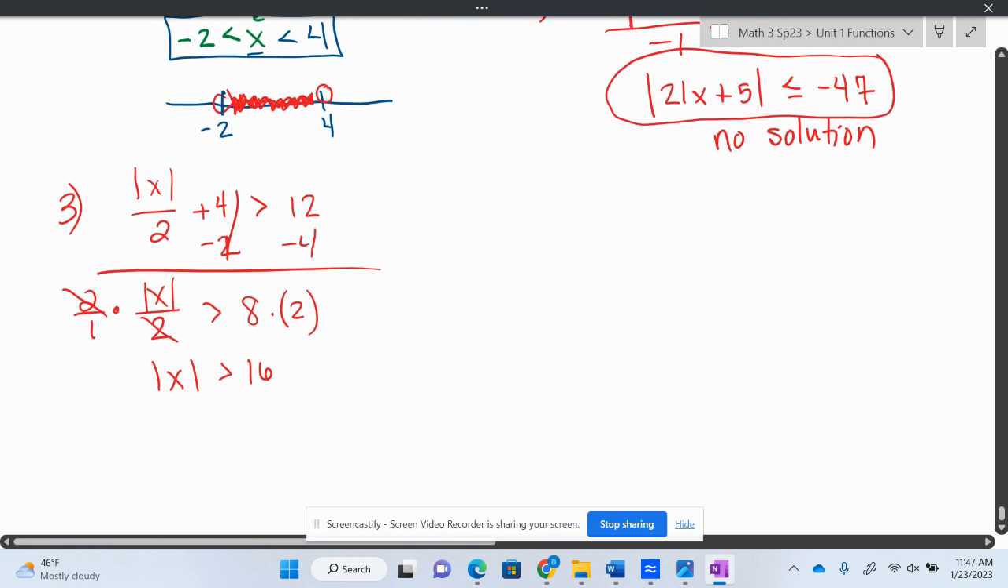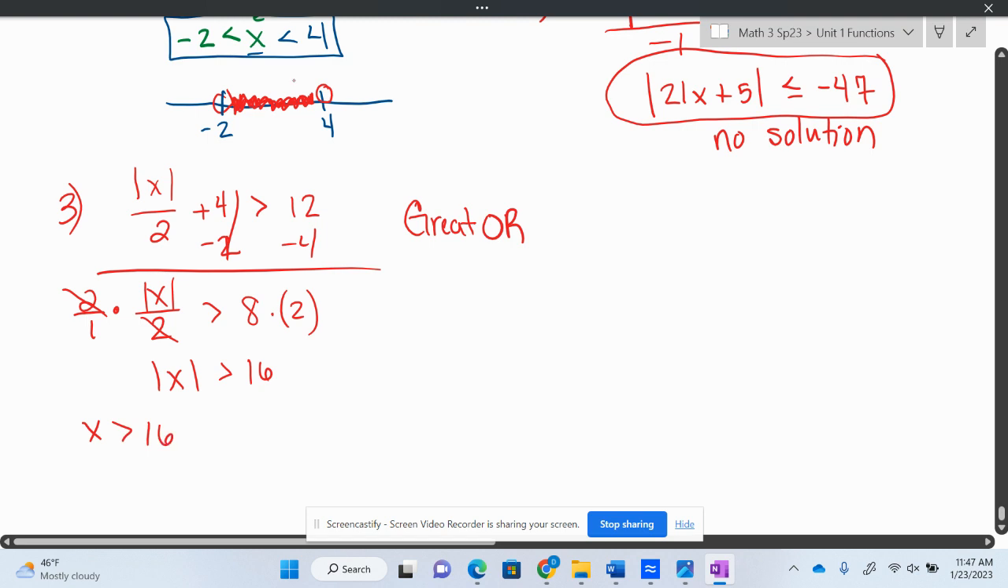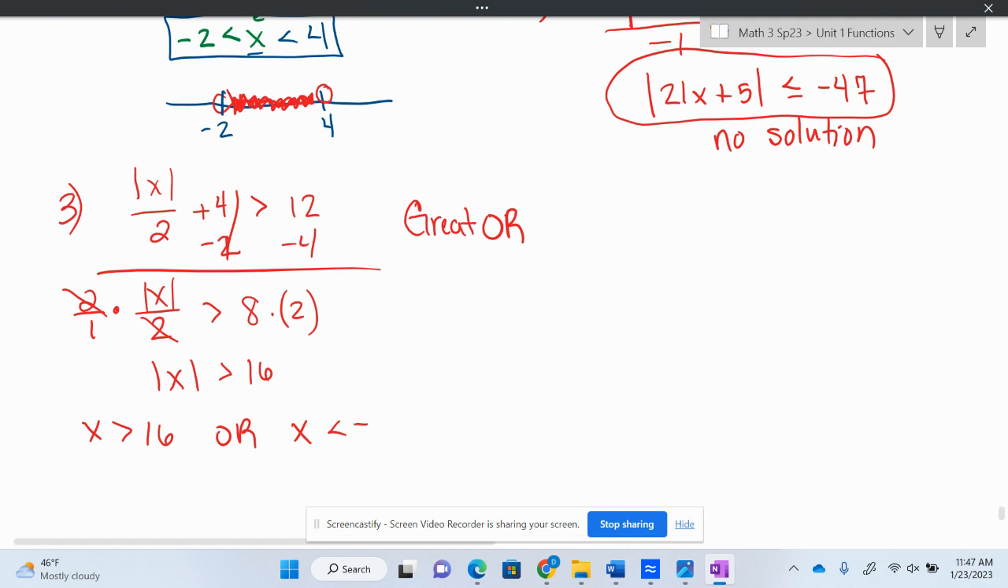So I still have to write 2 inequalities. This is a greater than symbol. Let me tell you how I say greater. Instead of greater, I call it great or. This is a great or. So that means that x is greater than 16 or x is less than negative 16.